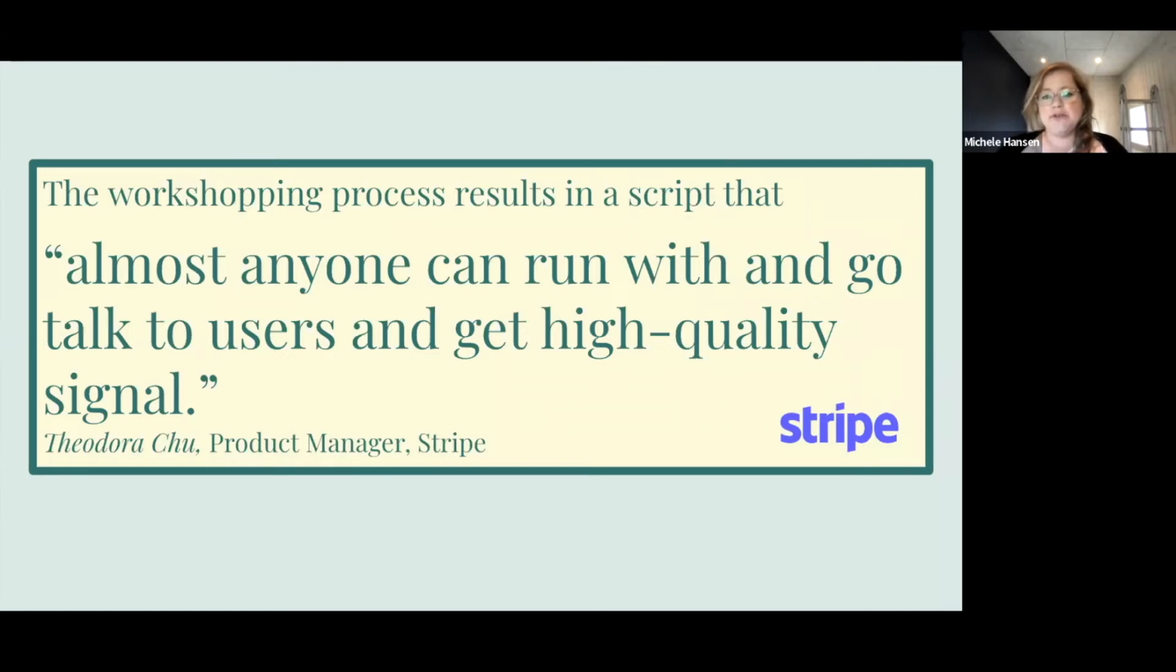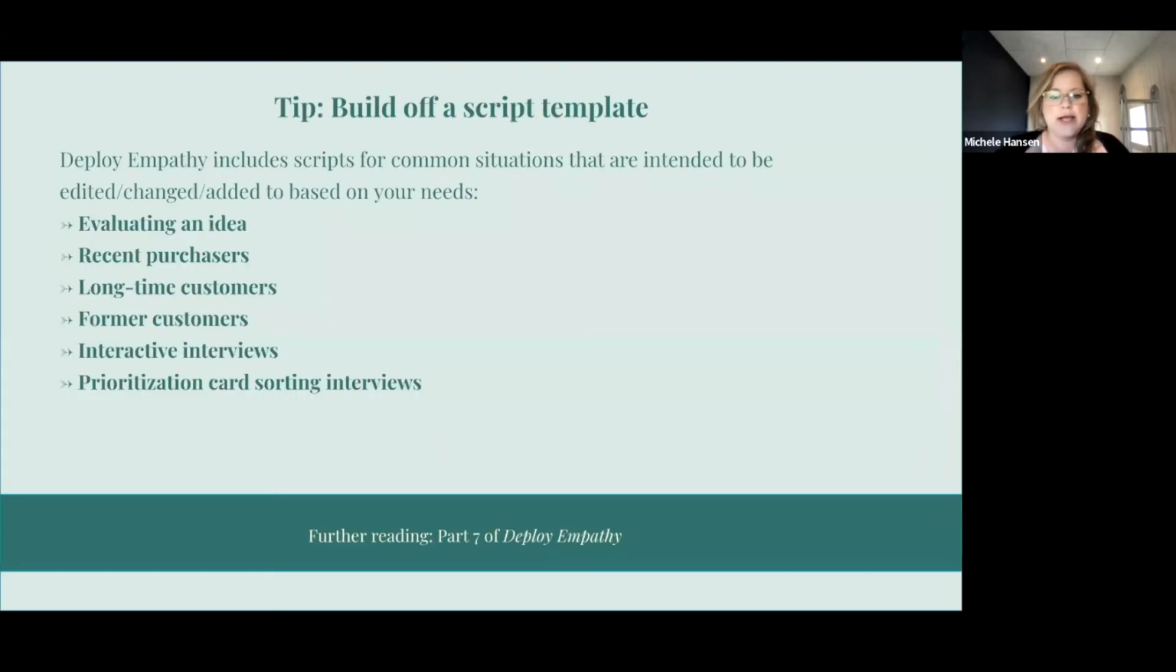I have been interviewed by Stripe, which is actually how I ended up interviewing Theo for my book. And I was struck by how there were developers doing the interviewing when I was talking to them. And so this process is really just making sure that the script works. It really works.